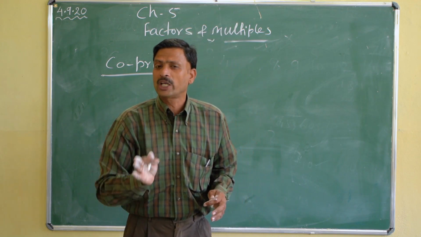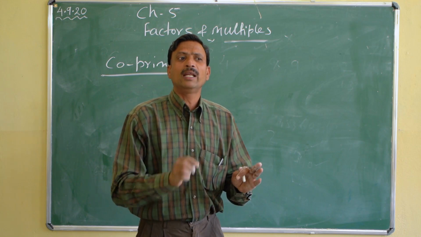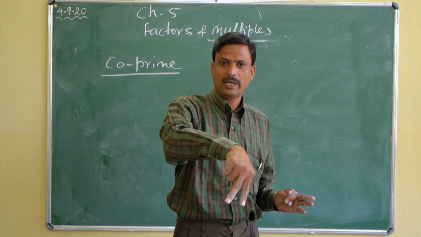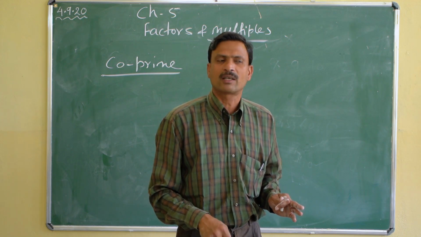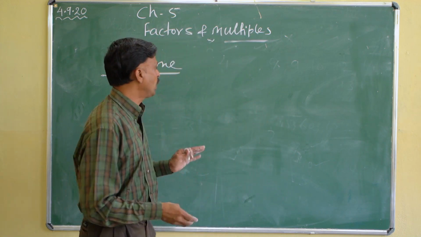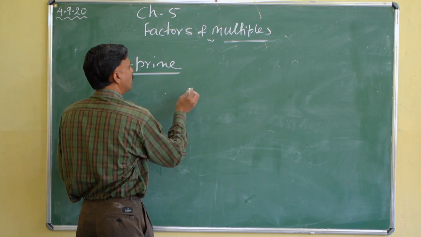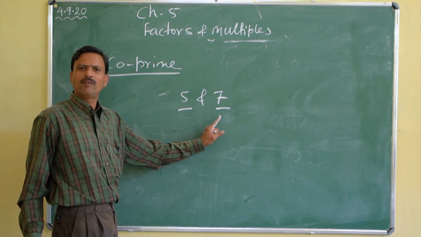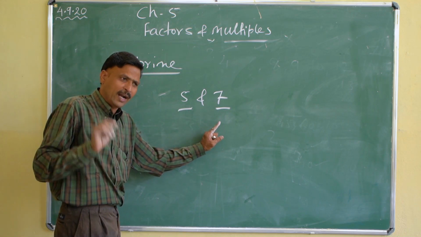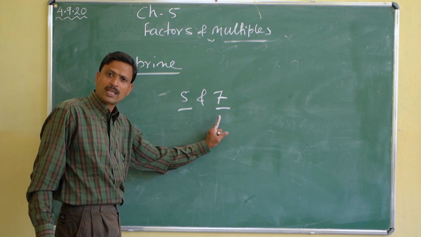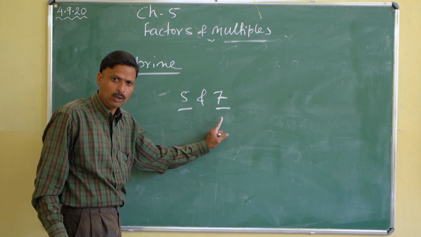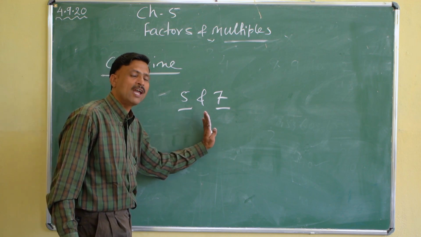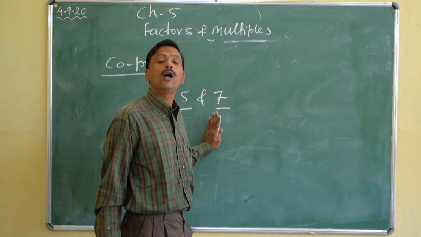What is the meaning of not having a common factor? The meaning is that there is no number which can divide both numbers. That is the meaning of common factor. For example, suppose 5 and 7. Can you find a number which divides both 5 and 7? No, definitely there is no number which will divide 5 and 7. That's why 5 and 7 are called co-prime numbers.